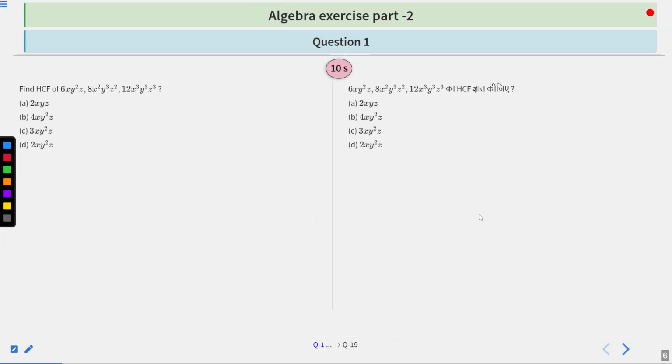Now we have the questions. Question: find the HCF of 6xy square z, 8x square y cube z square and 12x cube y cube z cube. The options are: option A, 2xyz; option B, 4xy square z; option C, 3xy square z; and option D, 2xy square z. These are the options.